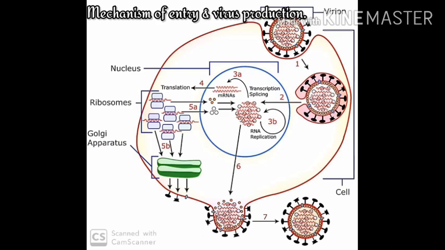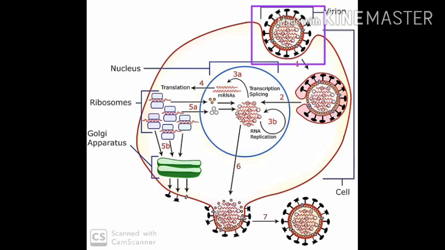See the mechanism of entry and virus production. First, you can see in the image the adsorption and penetration process. Second is uncoating. 3A is transcription, 3B is RNA replication. Fourth is translation, and 5A and 5B are the releasing process. So first, let us understand the adsorption and penetration process.